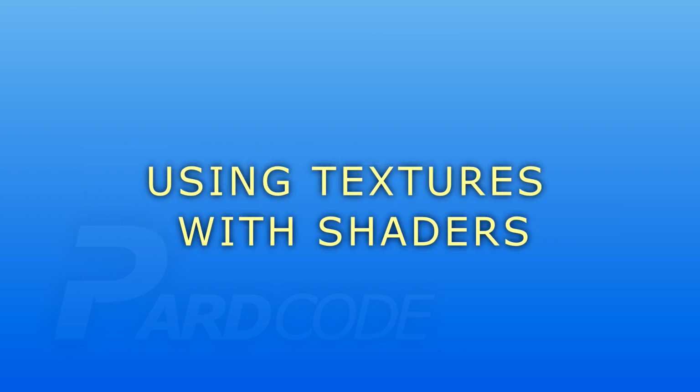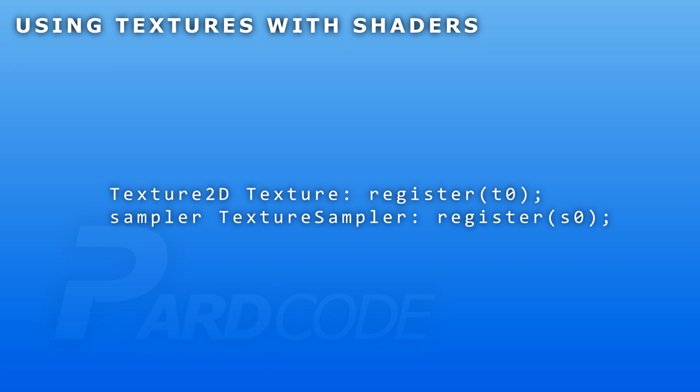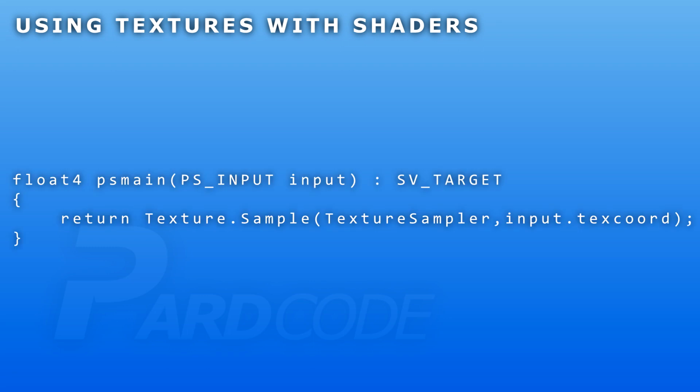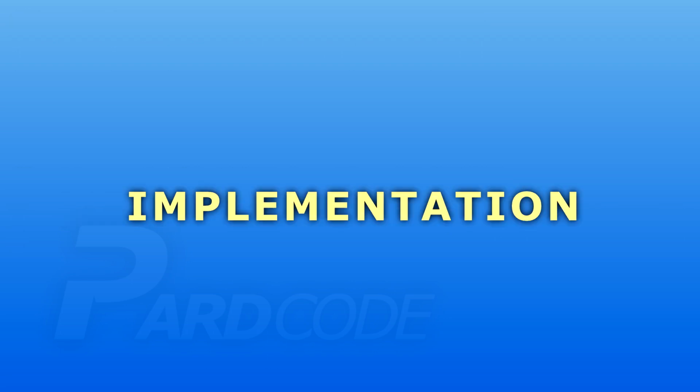As final step, we will declare a texture 2D object in our pixel shader, and in the pixel shader main function we will return one of its pixels by using this particular instruction, where we will pass the texture coordinate from which to retrieve our pixel. Very well, now we can start the implementation.